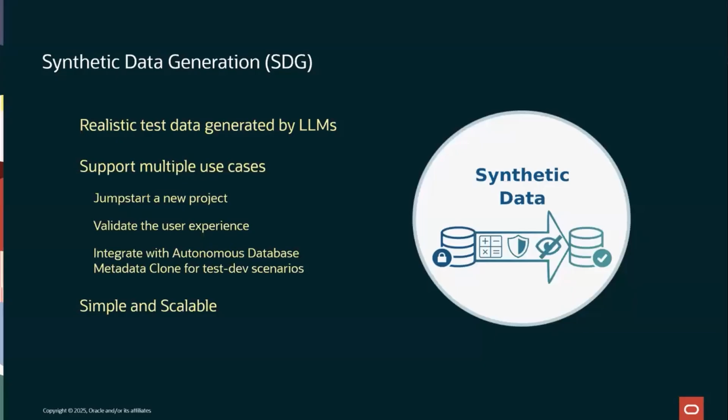Okay, thanks, Sherry. So another Select AI feature is synthetic data generation. And the goal is to generate realistic test data with the help of LLMs. And this can help jumpstart new projects where you don't have data available, allowing developers to validate the user experience and test software and interfaces. It can also address scenarios in which sensitive production data can't be made available to the development or QA organizations.